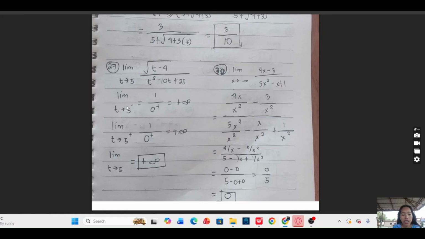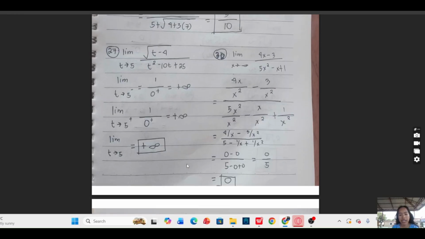The limit of t as t approaches 5 from the left would be 1 over 0 plus, which is equal to positive infinity. And as t approaches 5 from the right, we again get 1 over 0 plus, which is equal to positive infinity. So our limit as t approaches 5 would be positive infinity.